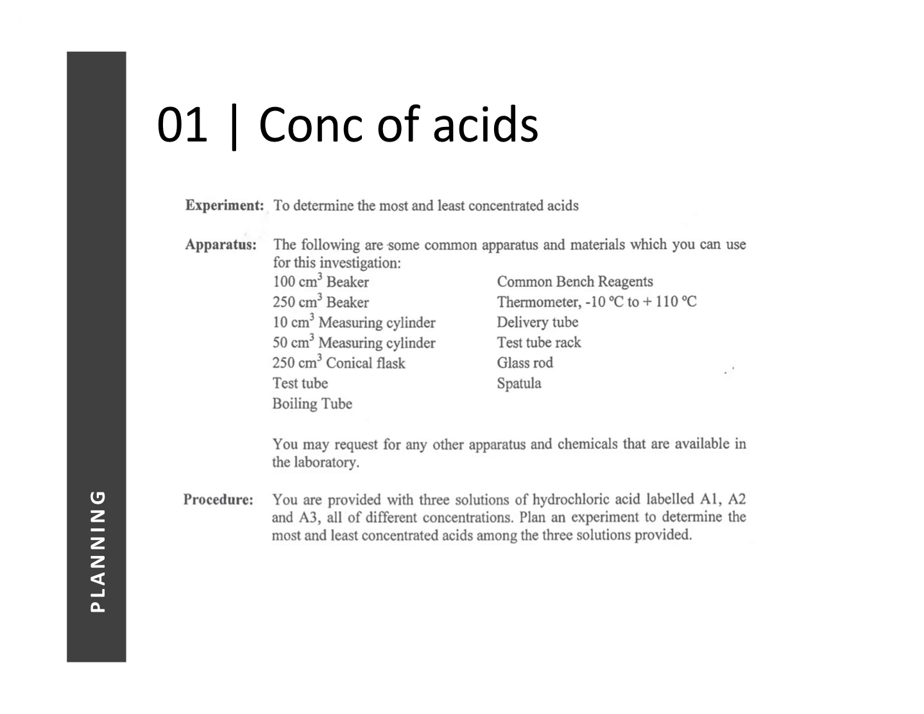Now let's look at another example. Okay, so in this example, the aim of the experiment is to determine the most and the least concentrated acids. Okay, so in the description, we are provided with 3 solutions of hydrochloric acid, A1, A2 and A3, and then we are expected to design an experiment in order for us to find out which one is the most concentrated and which one is the least concentrated.